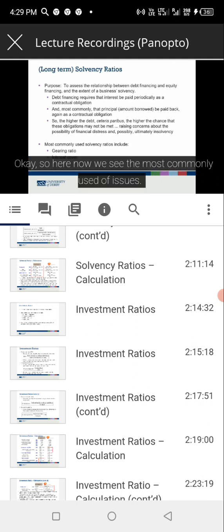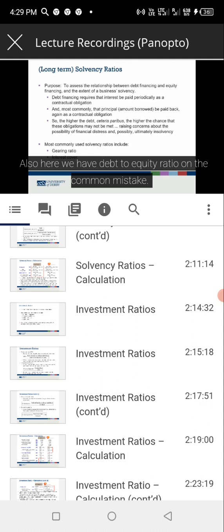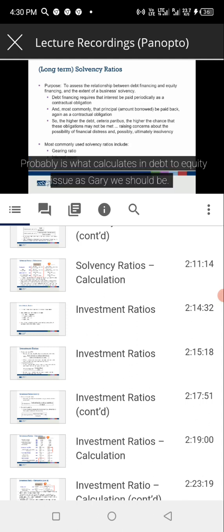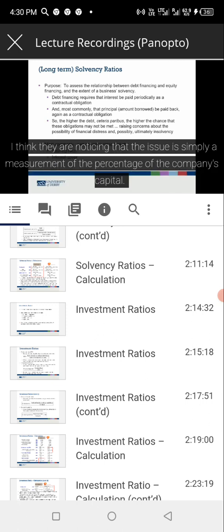So here, the most commonly used ratios are the gearing ratio and the interest cover ratio. Also here, we have the debt to equity ratio. And the common mistake students make is calculating the debt to equity ratio as the gearing ratio. They are not the same thing, and students begin to interpret them as the same. They are not the same thing.